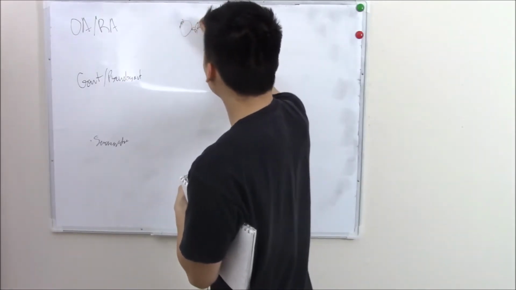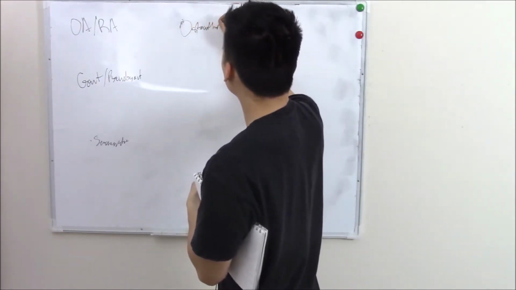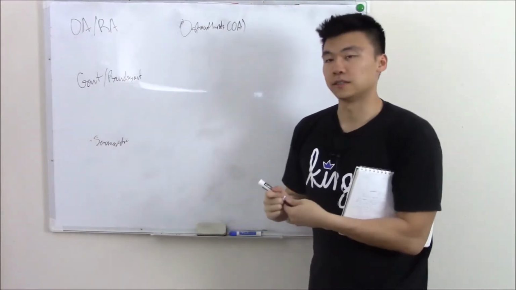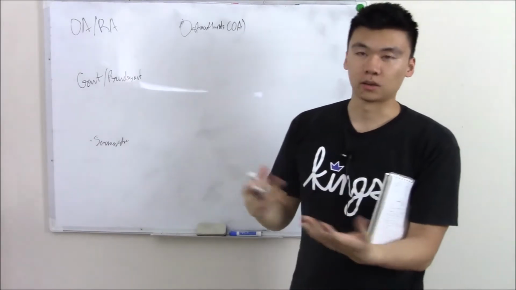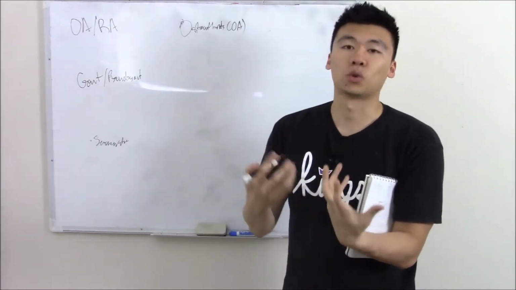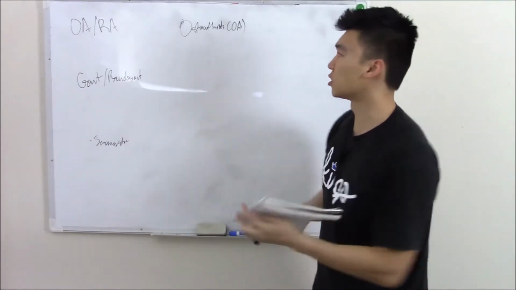Osteoarthritis, read as OA, is wear and tear of your joints. We're all going to get old eventually, and we're just all going to have osteoarthritis. That's just wear and tear. Yeah, that's a normal process, and it can cause pain, as you can imagine.